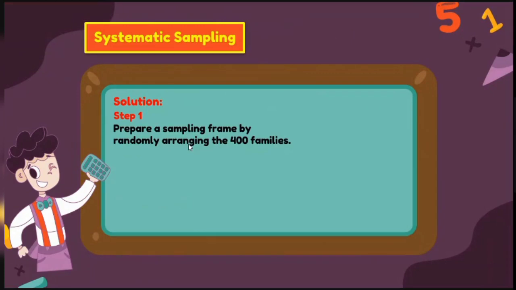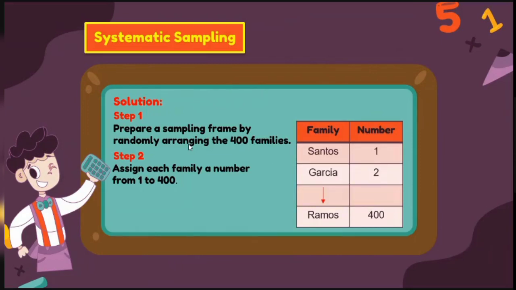For step number 1, prepare a sampling frame by randomly arranging the 400 families. Step 2, assign each family a number from 1 to 400. So this will be the appearance of step 1 and step number 2. So for this part, for the family, 'di ba, you can arrange the given families according to your preferences. So pwede siyang i-arrange in alphabetical order, or pwede naman din siya in this kind of manner. On the second part, you have to assign numbers from 1 to 400. So let's say for this situation, yung Santos family is number 1, Garcia family is number 2, Ramos family is 400.